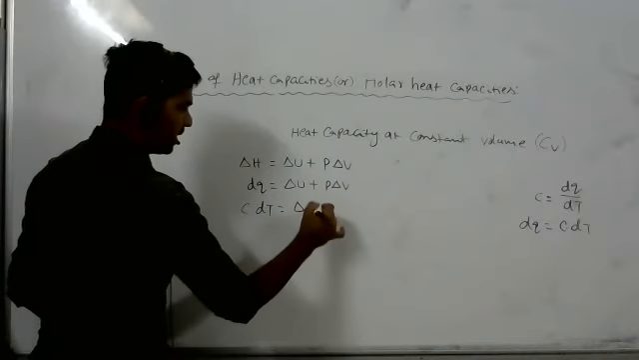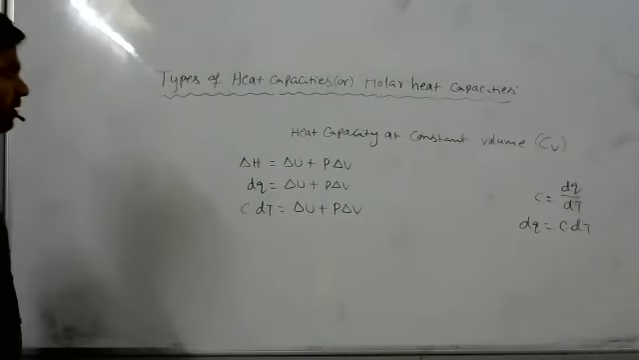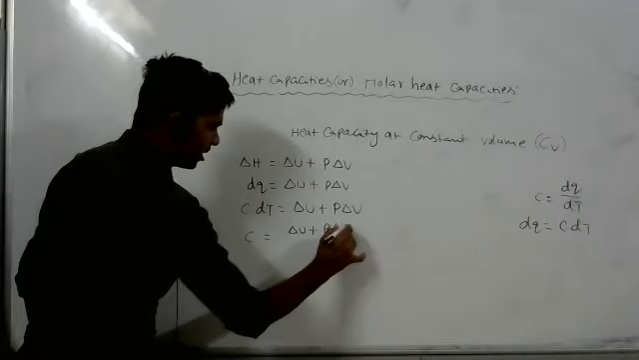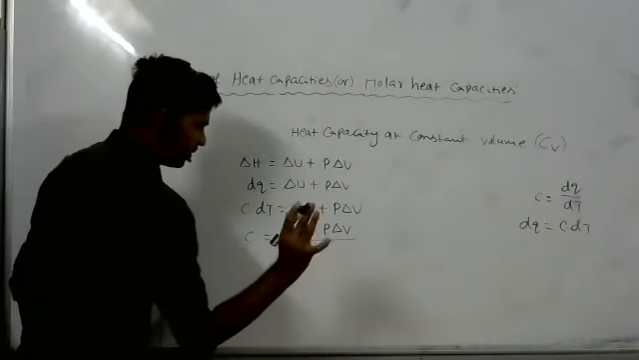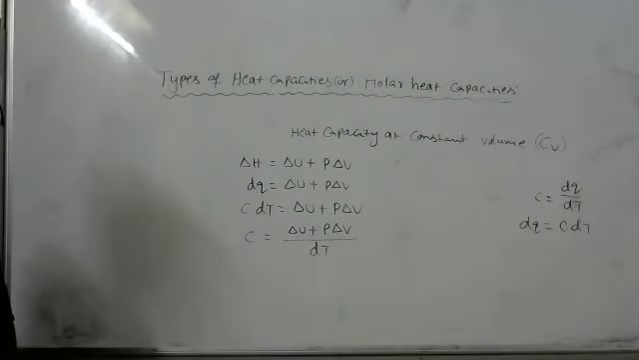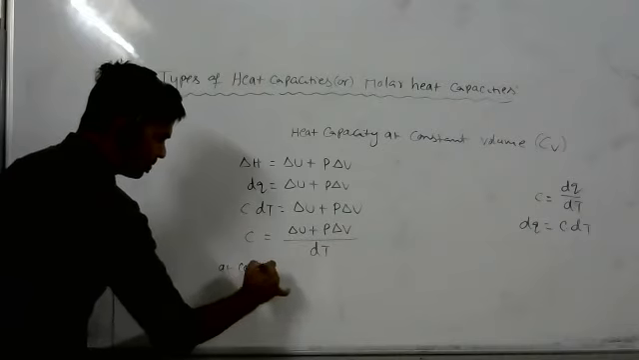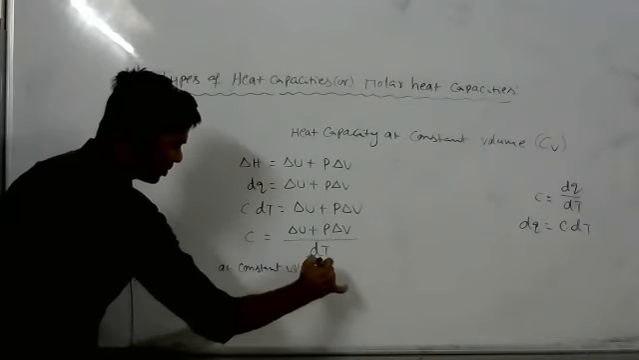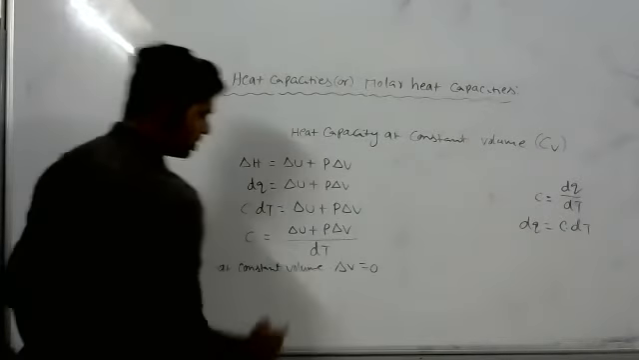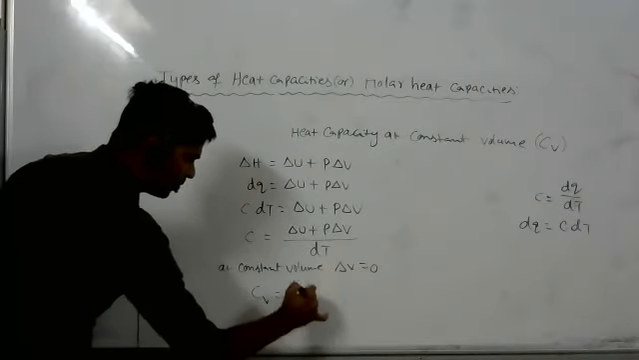So this is dU, we may write delta U, or P into delta V, and dV. Okay, now C is equal to delta U plus P into delta V by dT. Do we write this? No, not now, later I will give notes. Now at constant volume, delta V becomes 0. So instead of delta, we can write d also. Cv is equal to dU by dT.